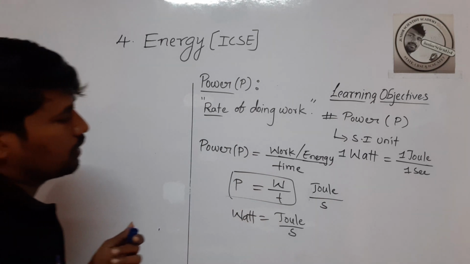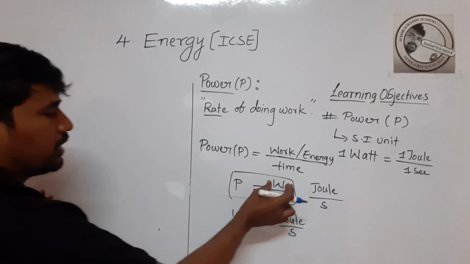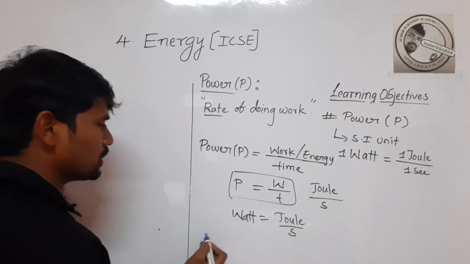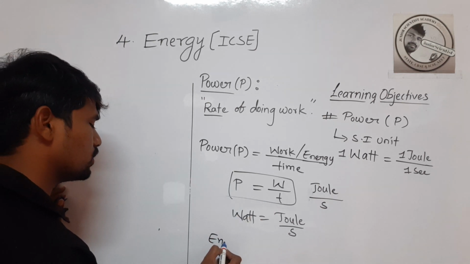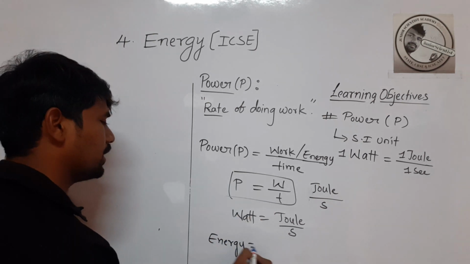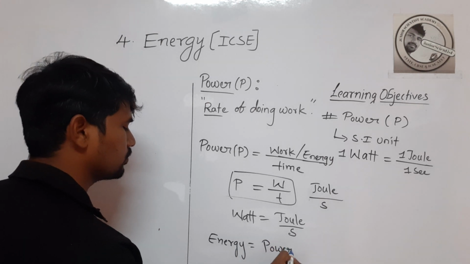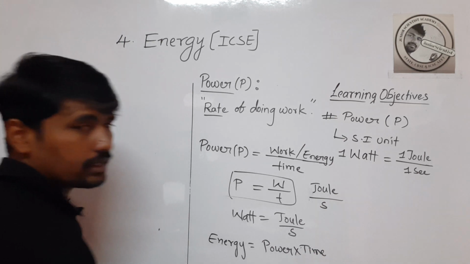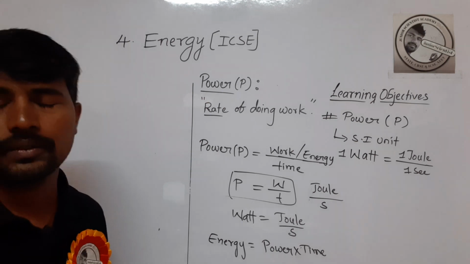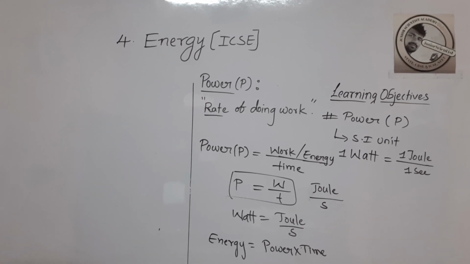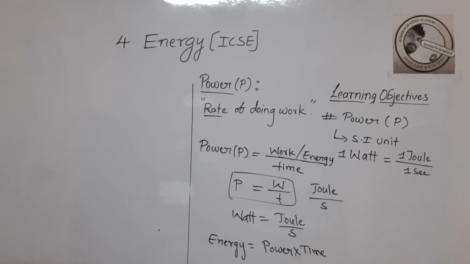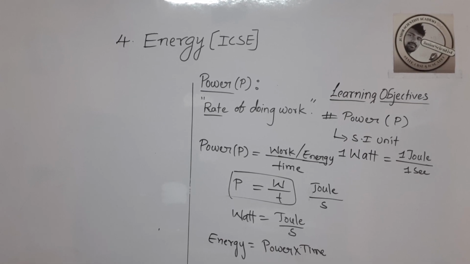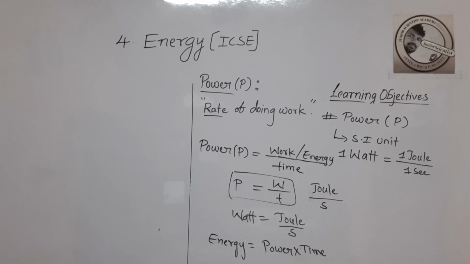Next, from this what can we write? W is equal to P into T, or work is equal to power into time, or energy is equal to power into time. You can write this formula also. Okay, yes. Next, kilo means 1000, so 1 kilowatt means 1000 watts. Units of power finished. Mega means 10 power 6, kilo means 10 power 3.